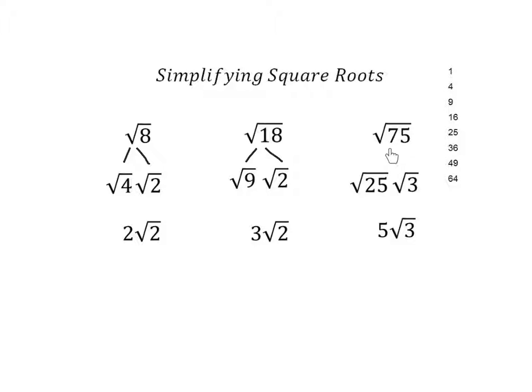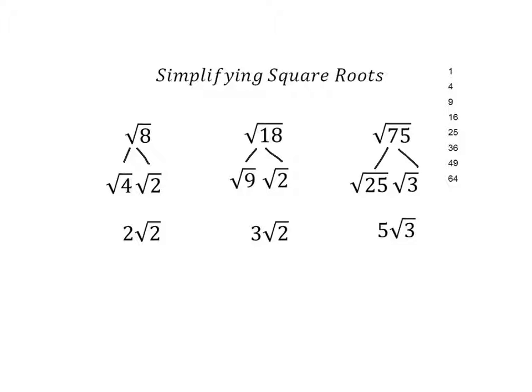I break 75 into two parts. Here you go, 75 breaks into square root of 25 and square root of 3, which you can take the square root of 25, you get 5, and square root of 3 is just root 3.